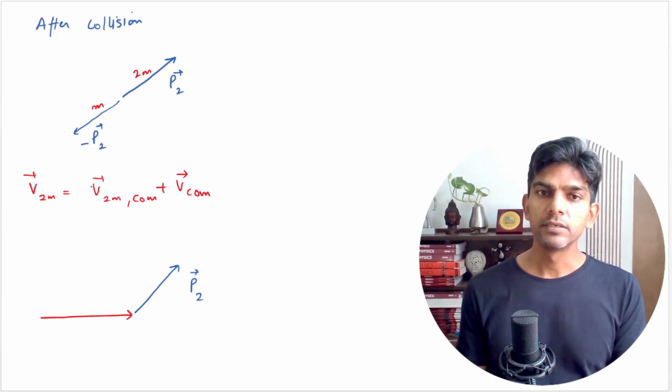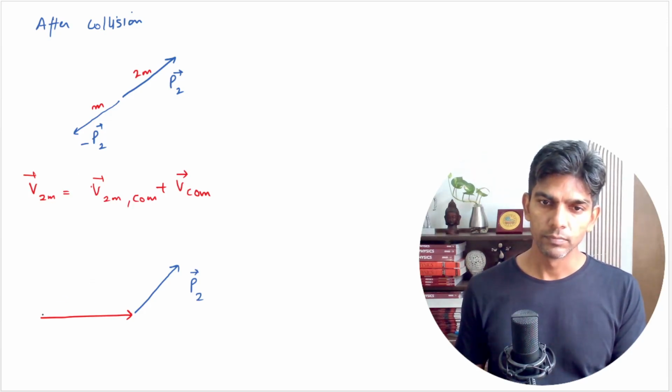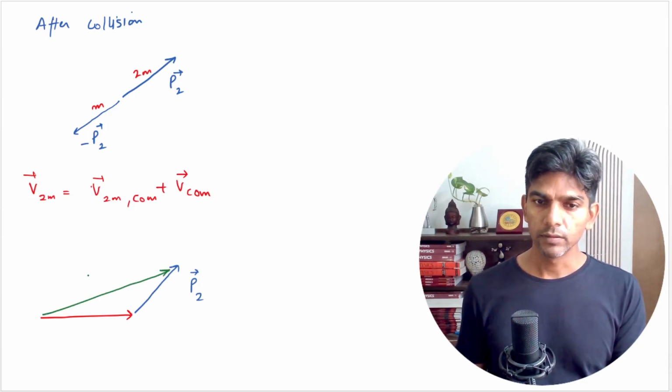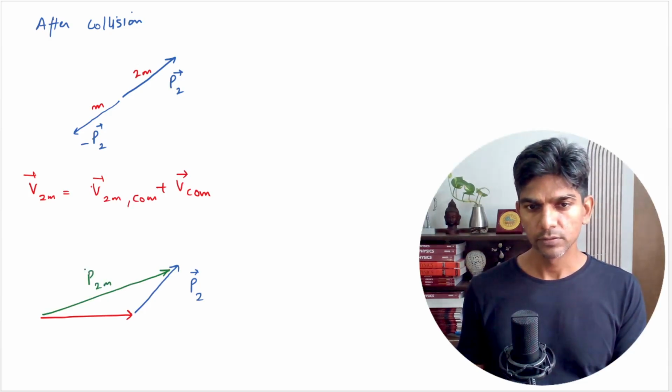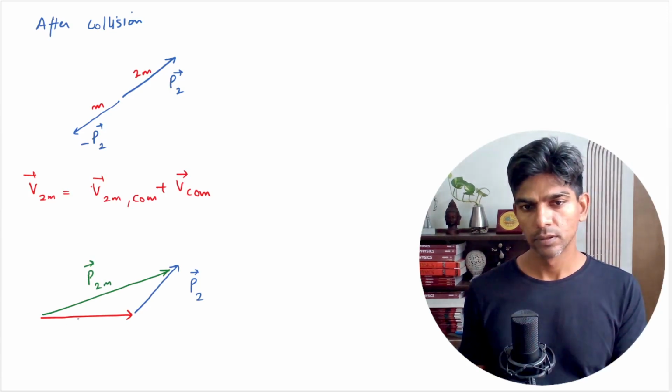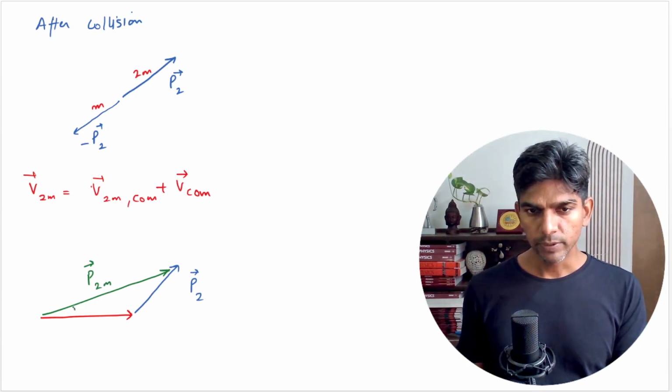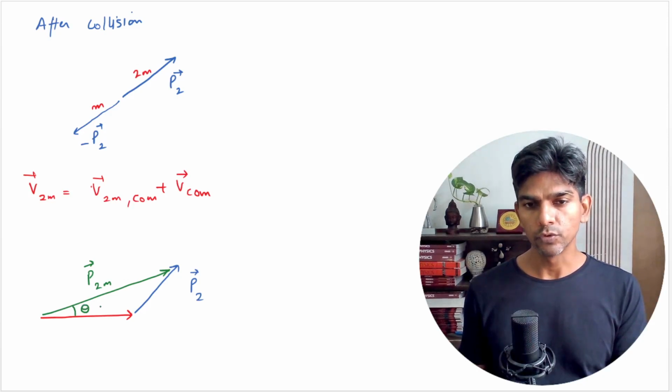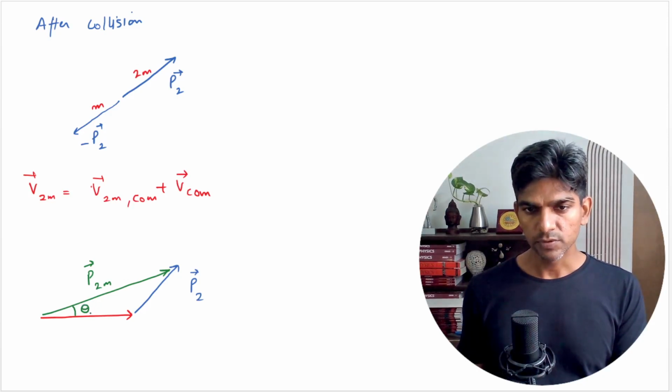So if we take the resultant of these two, we will get the momentum of 2m, right? So that is the momentum after collision. And this will be the angle of scattering, or you can say the deflection of 2m. So that is the angle of scattering.